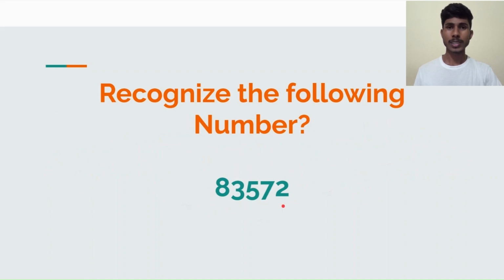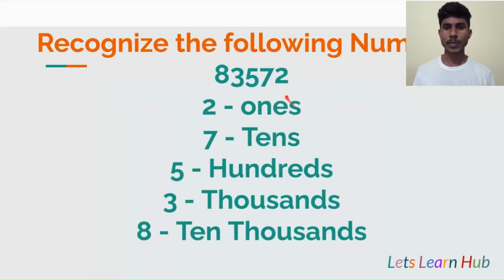So the approach is the same. We need to move from right to left, that is from the rightmost digit to the leftmost digit, and we need to find the place value of each digit and then combine all those from bottom to top, that is from left to right. We will get that number. Okay, so for this number, the rightmost digit here is 2.